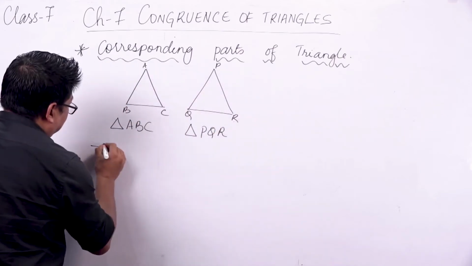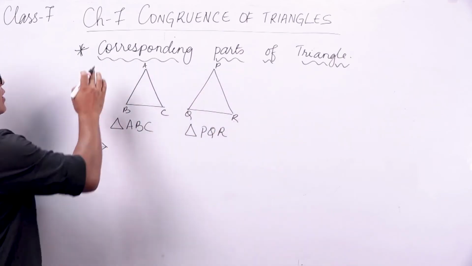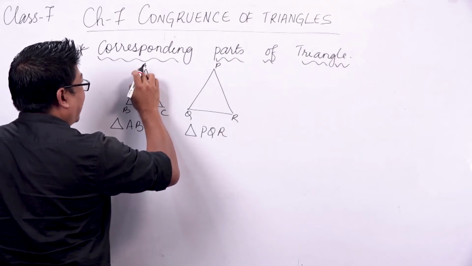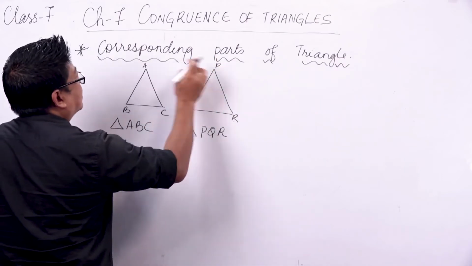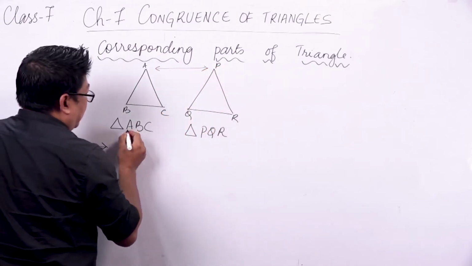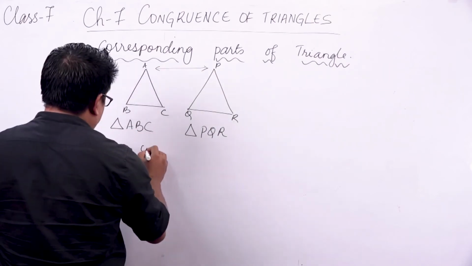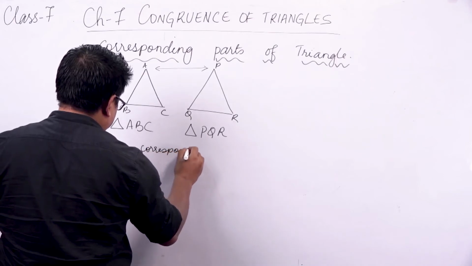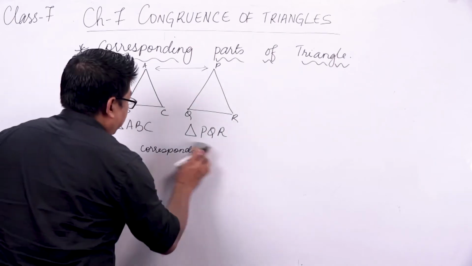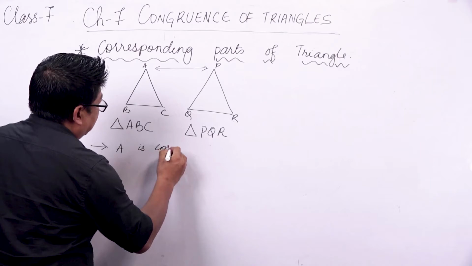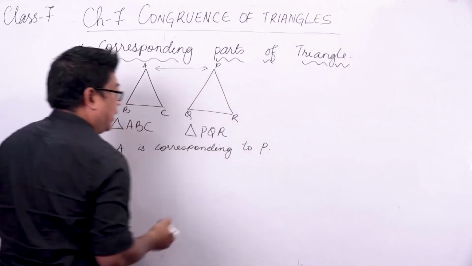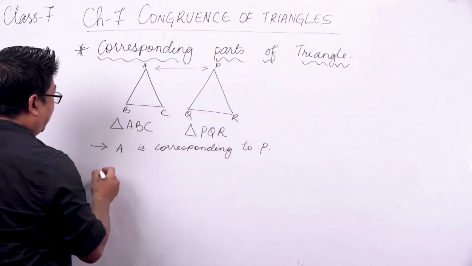Now here, the first thing, what corresponding means is, in place of A, if you look here, this is A. If you look in the other figure, in A's position, we have P, isn't it? So we can write A is corresponding to P. A and P are in the same place.